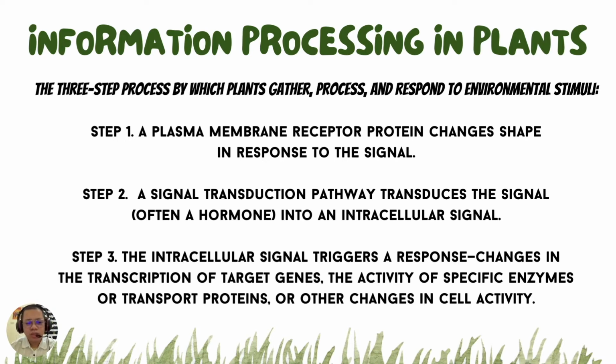Step 1 is that the plasma membrane receptor protein changes its shape in response to the signal. Step 2, a signal transduction pathway transduces the signal, often a hormone, into an intracellular signal. Step 3, the intracellular signal triggers a response: changes in transcription of target genes, the activity of specific enzymes or transport proteins, or other changes in cell activity.